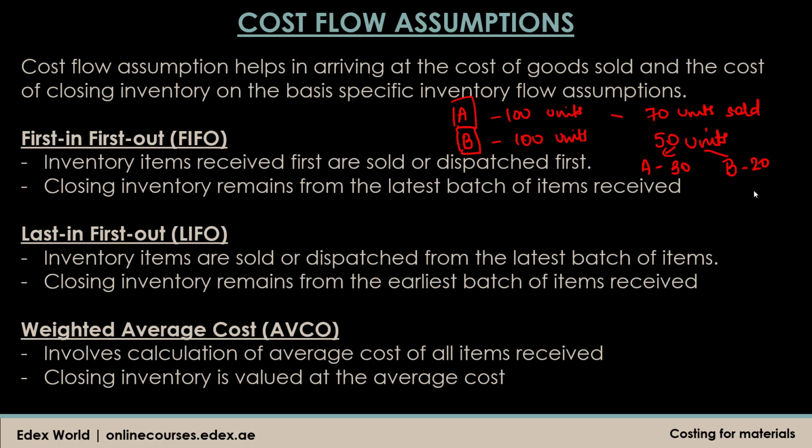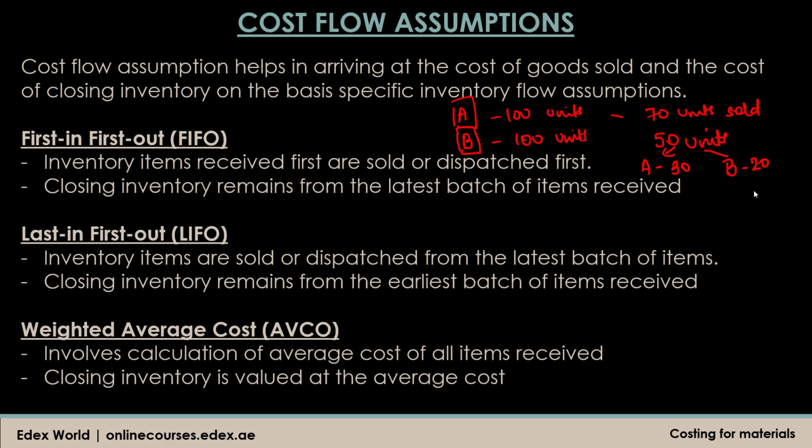So in FIFO, we can also conclude that the closing inventory that remains at the end will always be from the latest batch of items received, which is obvious because if you're issuing items from the earliest batch, the closing inventory will always remain from the latest batch. This will be helpful in valuing the closing inventory, because batch A and batch B may not always be received at the same cost price. Since we know that closing inventory will remain from the latest batch, we will apply the cost of batch B onto the closing inventory and not of batch A.